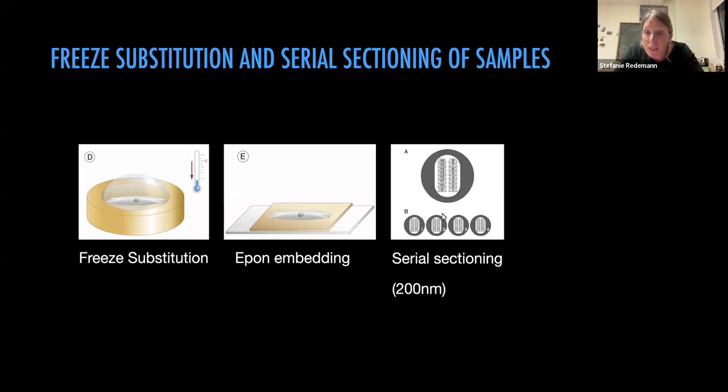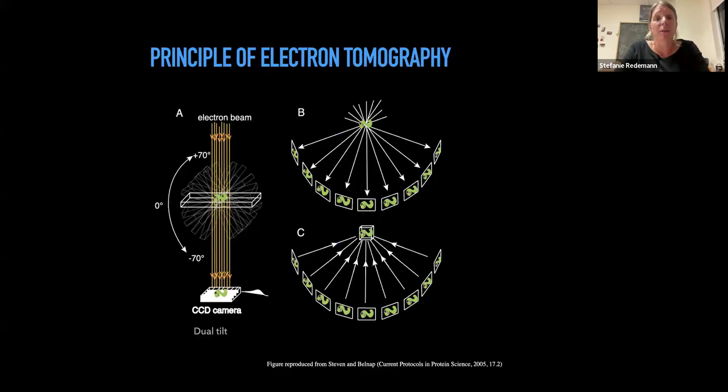And so what you see here is a little grid. And we really try to collect every single section of our sample. So if this, for example, was a cell, we really cut a lot of individual 200 nanometer thick sections to collect the entire sample. We then take it to the electron microscope and do electron tomography of these 200 nanometer thick sections. And this allows us to obtain a larger 3D volume.